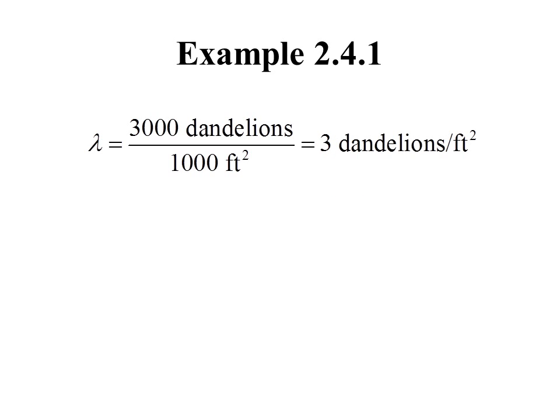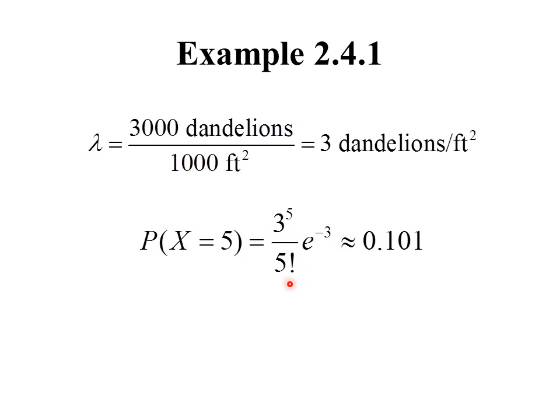Okay. And now we just need to plug things into our PMF. We want to know the probability of exactly 5 dandelions. And so we have here lambda to the 5th power divided by 5 factorial e to the negative lambda. And then we do that arithmetic and we get 0.101. So that's all there is to using the Poisson distribution. What this number means in a practical sense is that about 10% of all 1 square foot sections of our lawn are going to contain exactly 5 dandelions.